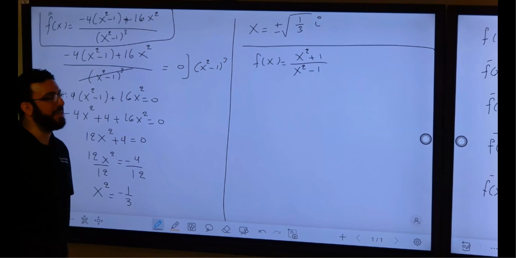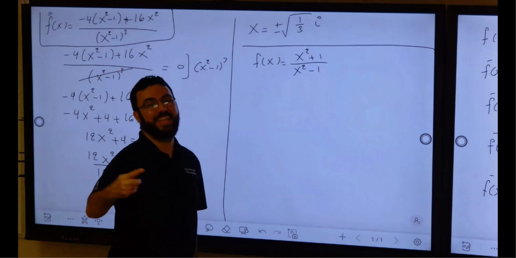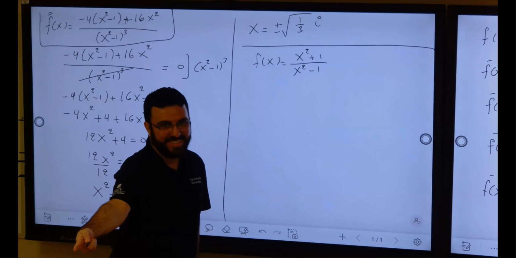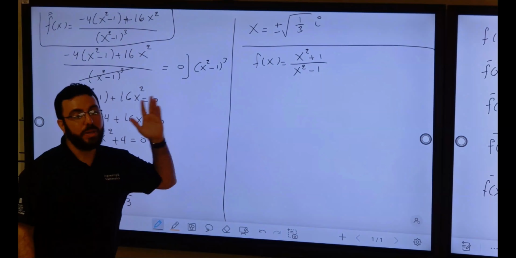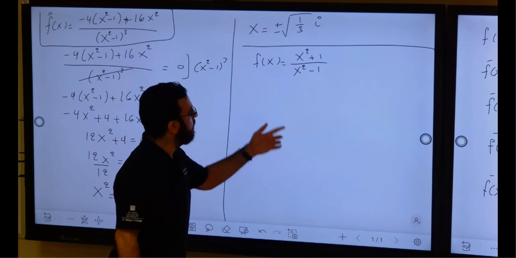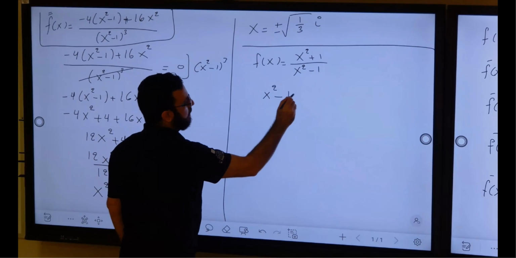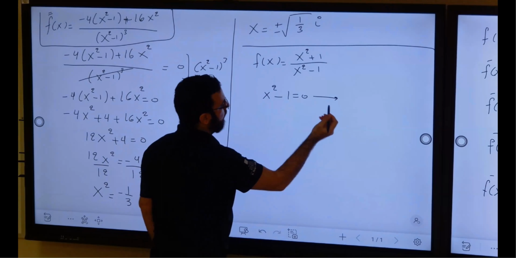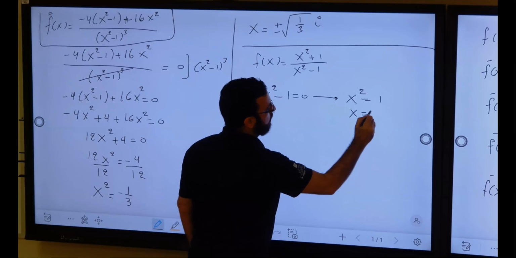I always tell you that. Don't forget that. And you keep forgetting. Those are the vertical asymptotes. It's a rational function, so keep in mind that when it's rational, you have an asymptote. How are you going to find the asymptotes? Just check the bottom part, set it equal to 0, and solve it. X squared equals 1, that means x equals what?